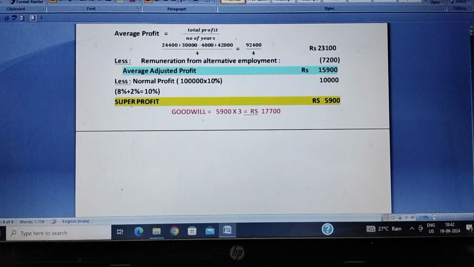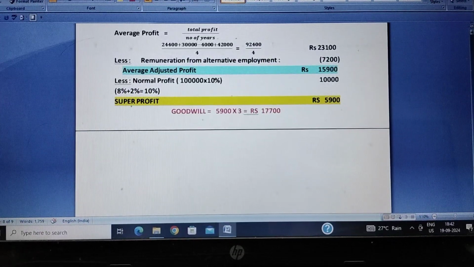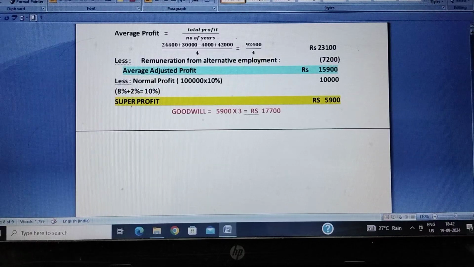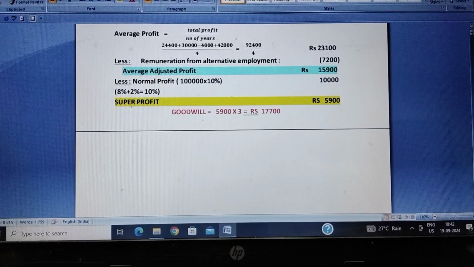Sometimes capital employed will not be given, then you can use some formula. Here in question number one, we calculate capital employed by adding proprietor's fund and long-term liability. So if you add share capital, reserve, plus long-term liabilities, you will get capital employed, and if it is multiplied by normal rate of return, then you will get normal profit. From adjusted profit, if you deduct the normal profit, you will get the super profit, and after getting super profit, if you multiply by the required number of years purchase, it may be 2 years, it may be 3 years, as per the questions, you will get the goodwill.